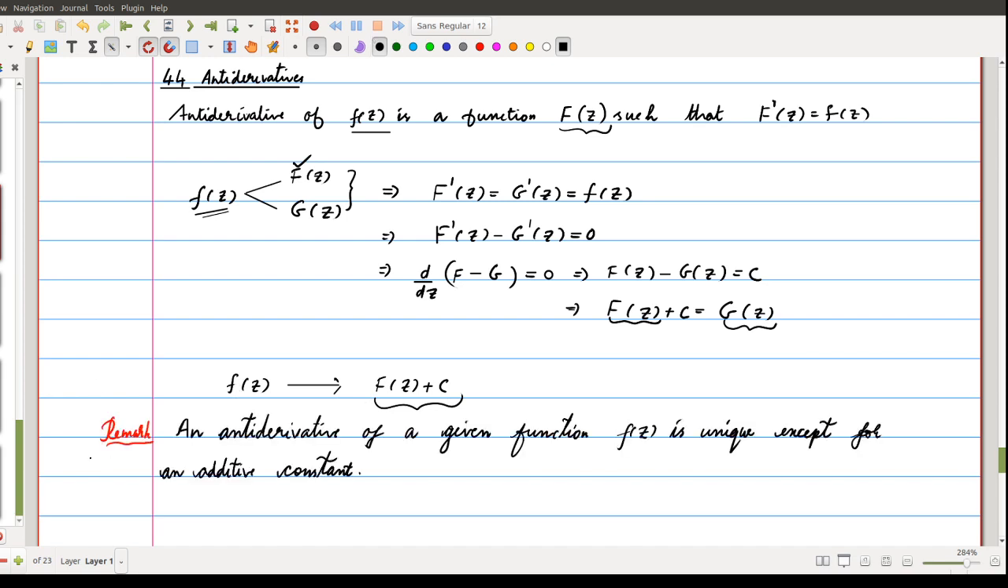So we have a remark: an antiderivative of a given function small f of z is unique except for an additive constant, say some c.